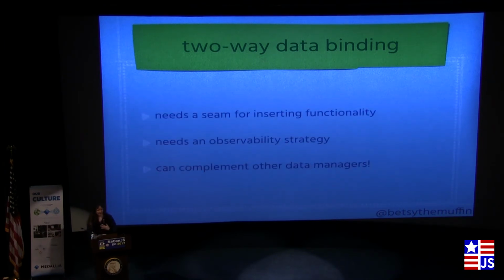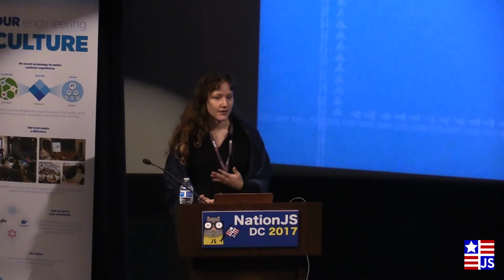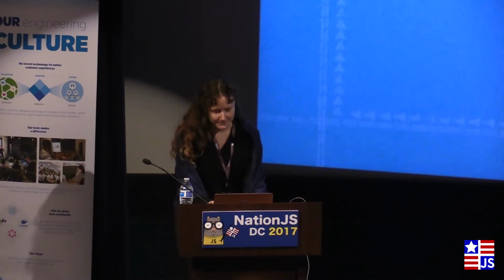What can you take away from this? For effective two-way data binding, you need to have a scheme for inserting additional functionality for that dollar sign bit. You also need a strategy for mitigating its very real observability flaws. This can be something like really specific custom event names. This can be using two-way data binding in conjunction with a global state manager like Flux or Redux. They're not actually incompatible.